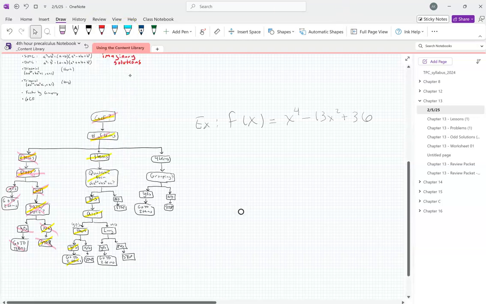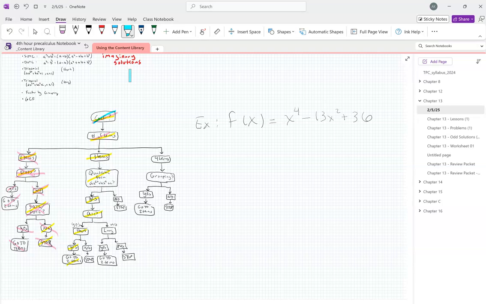All right, so we have x to the 4th minus 13x squared plus 36. So greatest common factor here. No, right? Everybody agree? If I look at the coefficients, 1, 13, and 36, nothing in common there. If I look at the variables, x to the 4th, x squared, then a nothing.